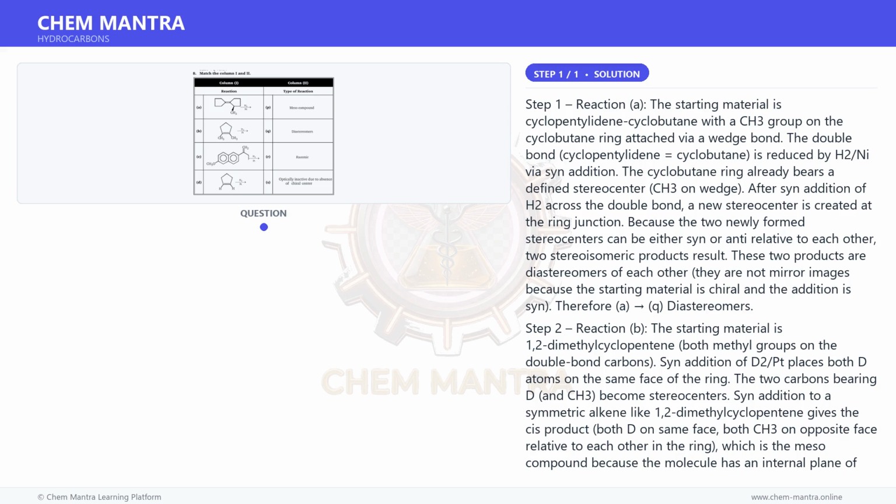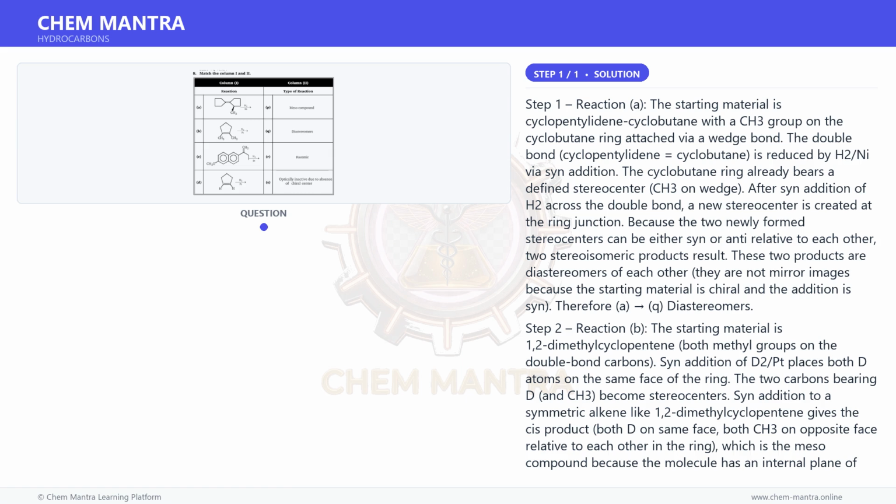Step 1. Reaction A. The starting material is cyclopentylidenecyclobutane with a CH3 group on the cyclobutane ring attached via a wedge bond. The double bond, cyclopentylidene = cyclobutane, is reduced by H2/Ni via syn addition. The cyclobutane ring already bears a defined stereocenter, CH3 on wedge. After syn addition of H2 across the double bond, a new stereocenter is created at the ring junction. Because the two stereocenters can be either syn or anti relative to each other, two stereoisomeric products result.